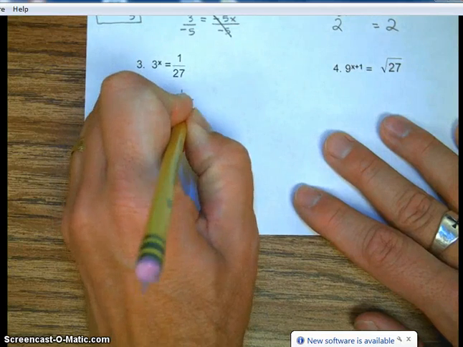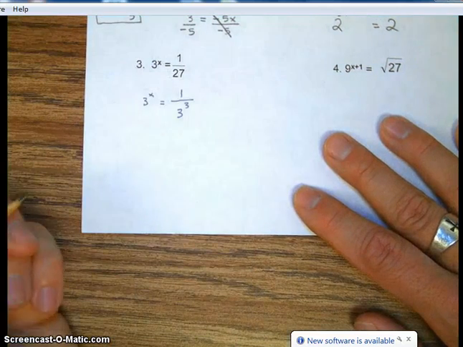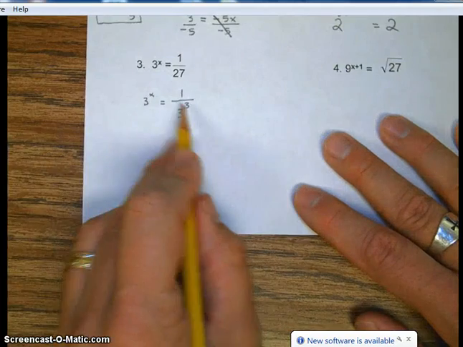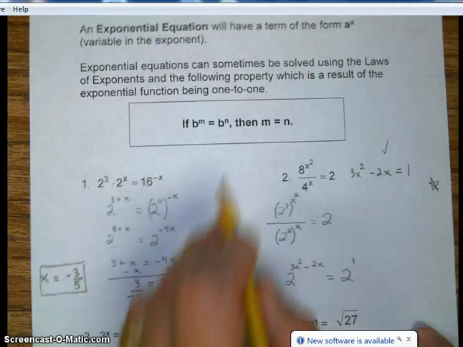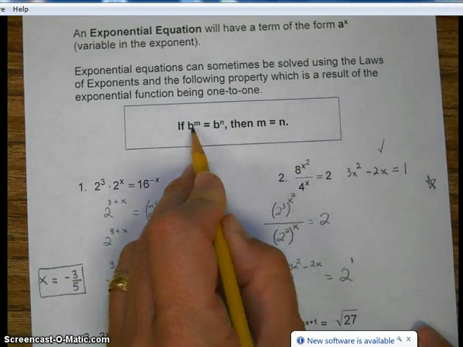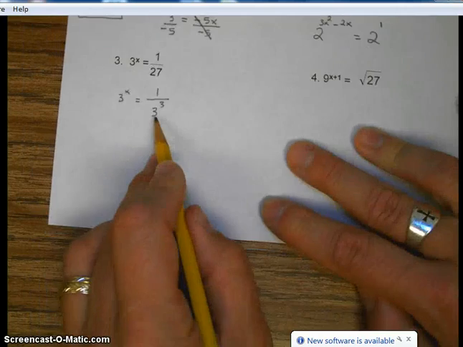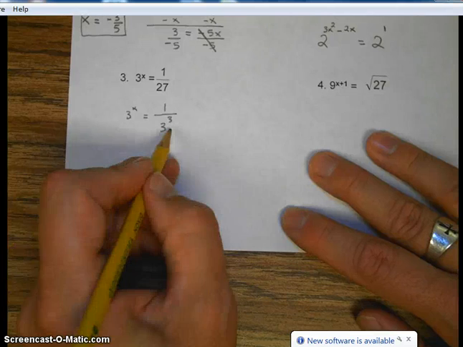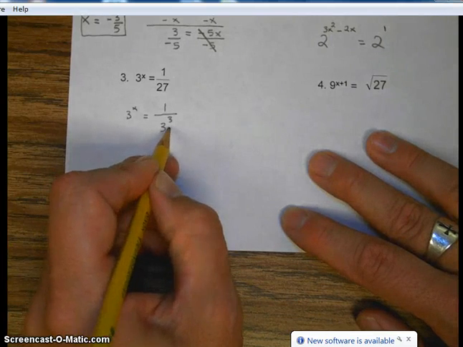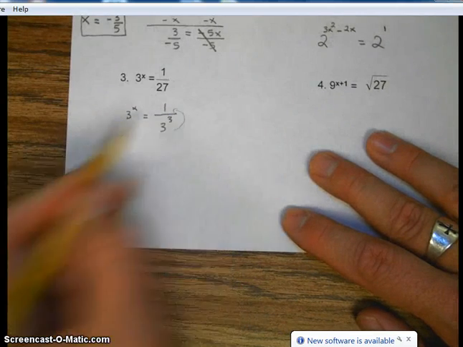That's right, 3 to the 3rd power. Okay? Now, this doesn't look right. Remember, we want it to look like this: base equals base. And this is a fraction. So all we really need to do here is move our denominator up to the numerator.